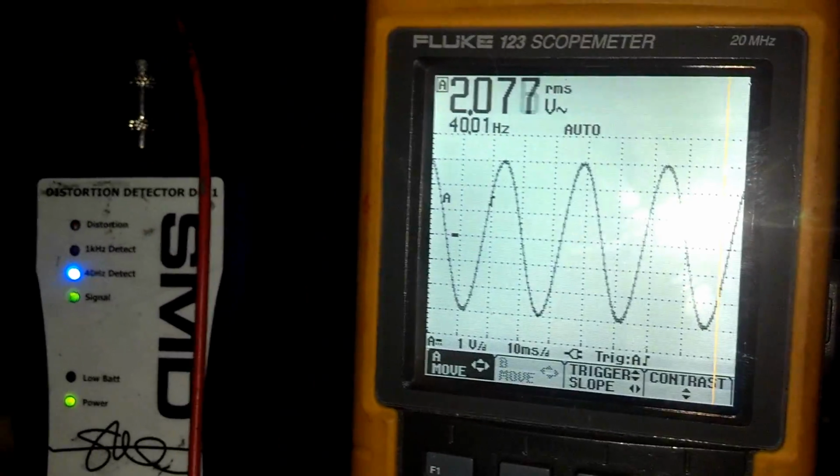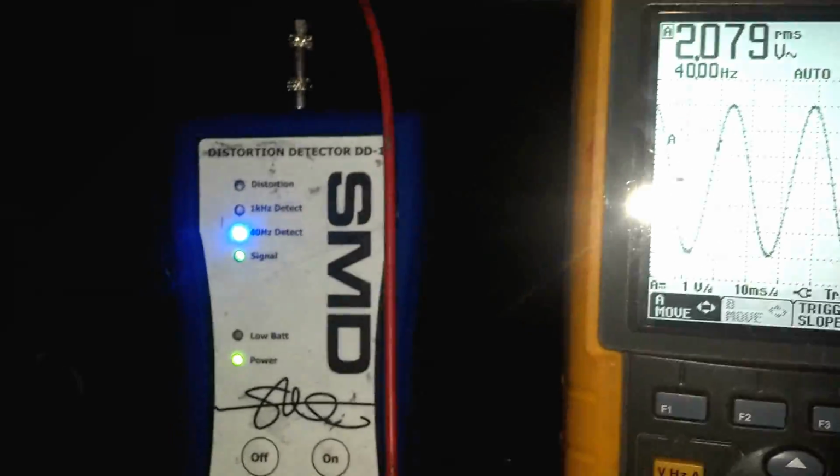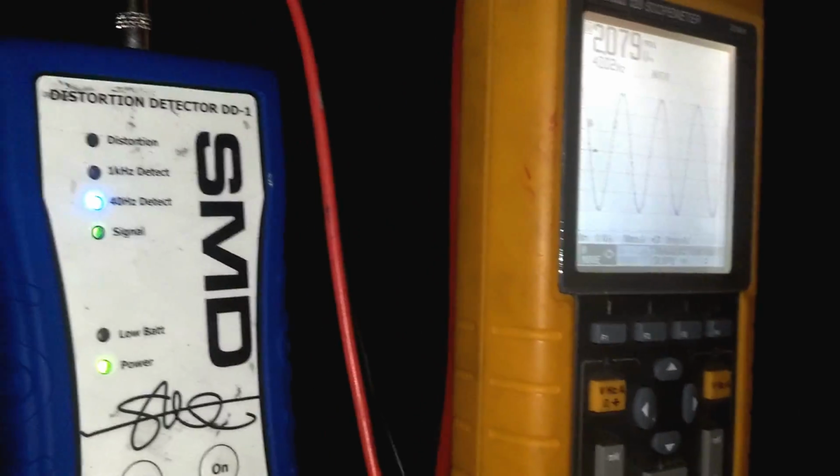Okay, we're going to turn the DD-1 on. DD-1 says that it's got signal. Some things I've learned about this, by the way, and I may show you that here in a little bit, but the 40 hertz detect and the signal have set voltages that they come on. But anyway, so you can see the waves nice and clean. Both the scope, where you can see the waveform, and the DD-1 agree.